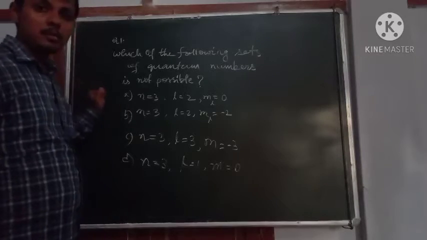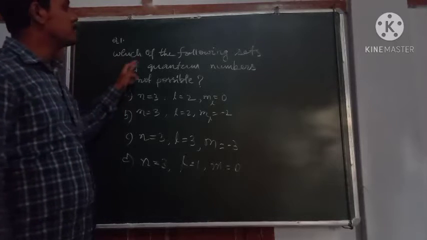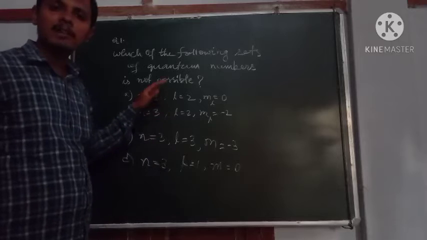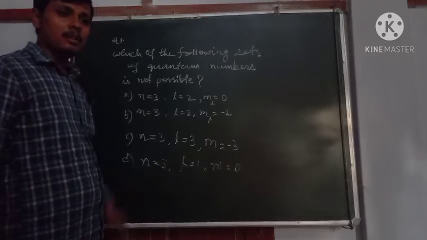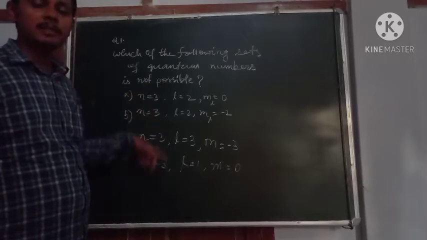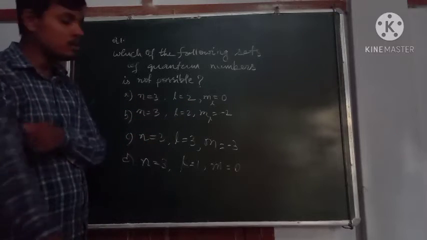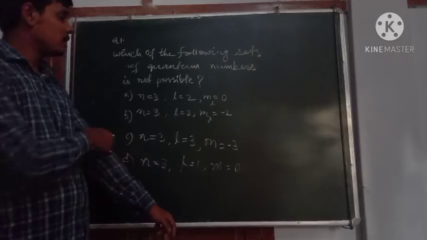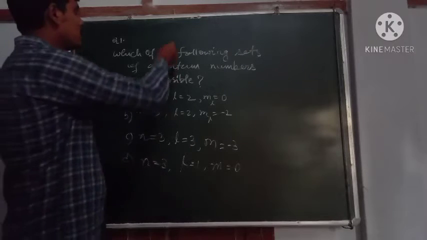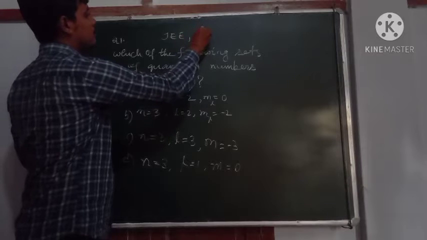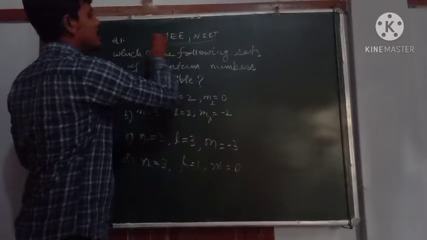So let us now see a question where it is asked which of the following sets of quantum numbers is not possible. You are given sets of quantum numbers and you have to tell which of these is not possible. Which of the four quantum number sets is not possible? This has come multiple times in JEE Main. This question is highly important for JEE and NEET exams.